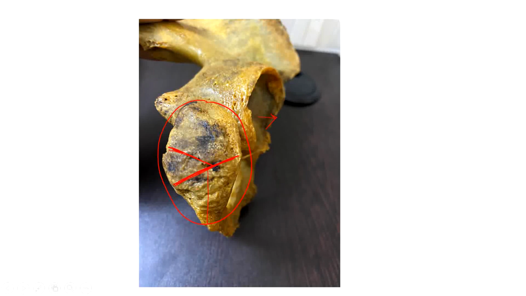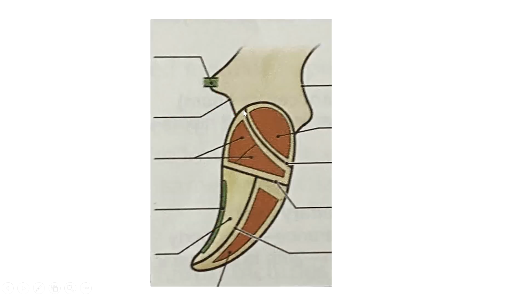Now what are the muscle attachments? Here this part is divided by horizontal ridge above oblique ridge into superolateral, inferomedial. Here in superolateral surface we can see one muscle. The muscle which takes origin from here is semimembranosus.